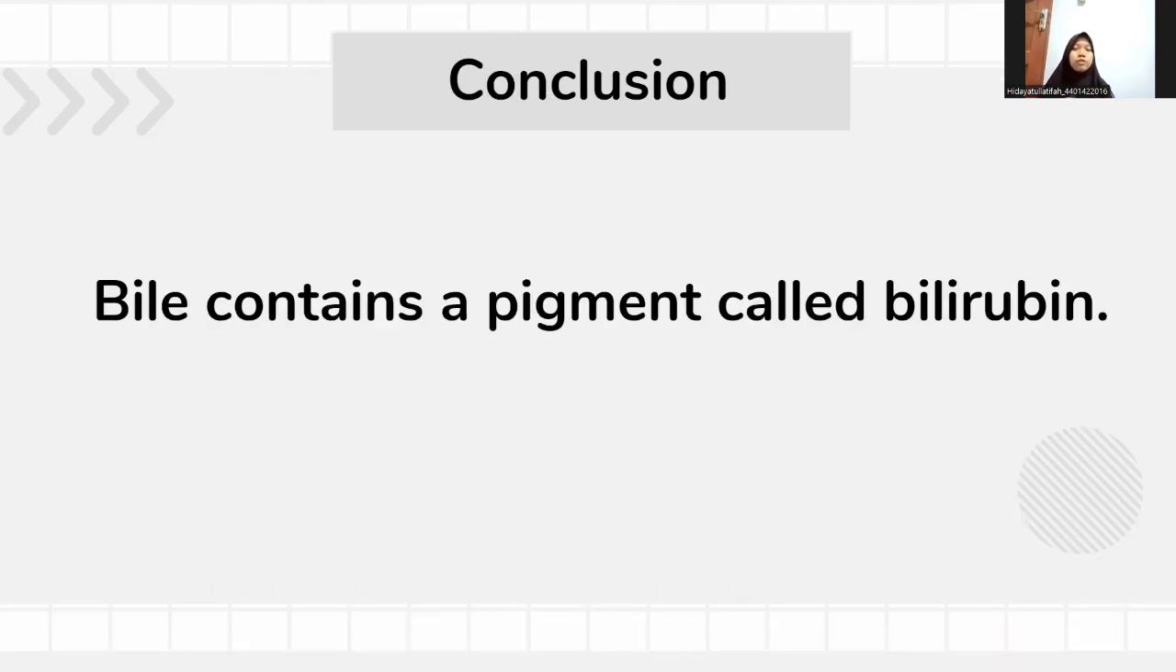So, the conclusion we can draw is that bile contains a pigment called bilirubin. This is indicated by the formation of a color as a result of oxidation. So, now you know why our urine is golden yellow, right? Yep, it's because of the pigment bilirubin contained in the bile.